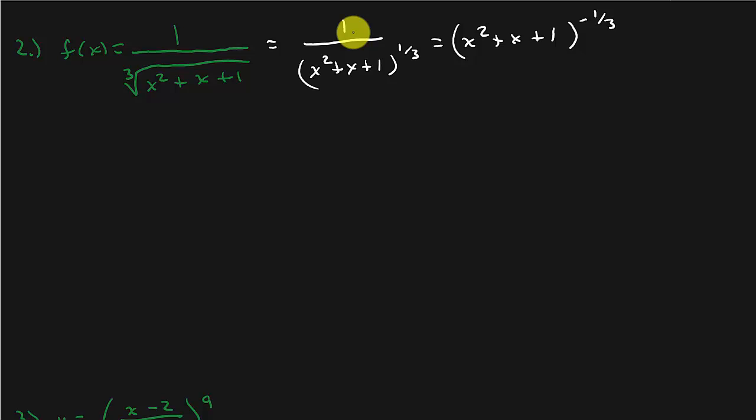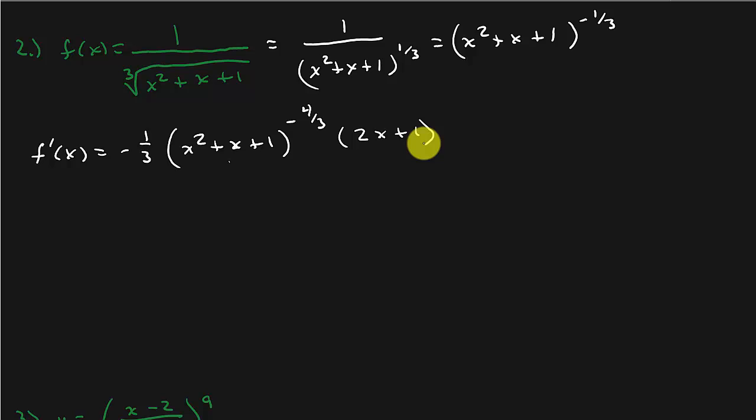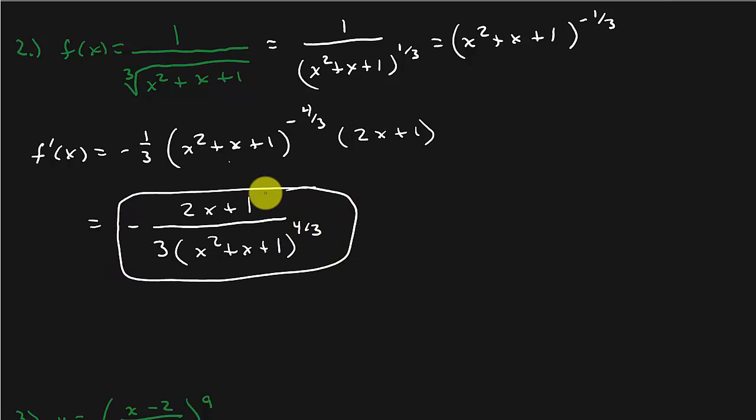So now let's take the derivative. f prime of x is going to be negative 1/3 times (x squared plus x plus 1), subtract 1 from the exponent, which is negative 4/3. The exponent came down, subtract 1 from the exponent, times the derivative of what's inside the parentheses, so times 2x plus 1. Then I'm going to move this term to the denominator with the 3 to change it to a positive exponent. So I get negative (2x plus 1) over 3 times (x squared plus x plus 1) to the positive 4/3. And there's your answer. See, that's not too bad, is it? It's not bad at all.